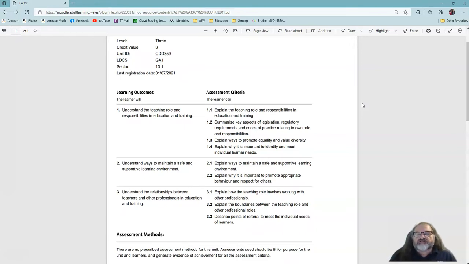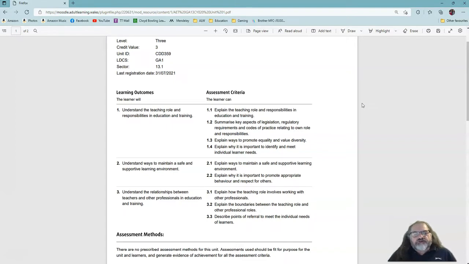So we'll look at legislation which affects the role of a tutor. We'll also look at regulations and codes of practice, which in the case of education is the Education and Workforce Council. We will look at those. And we're also going to explain ways to promote equality and diversity and to value diversity in education and explain why it's important to identify and meet individual learner needs.